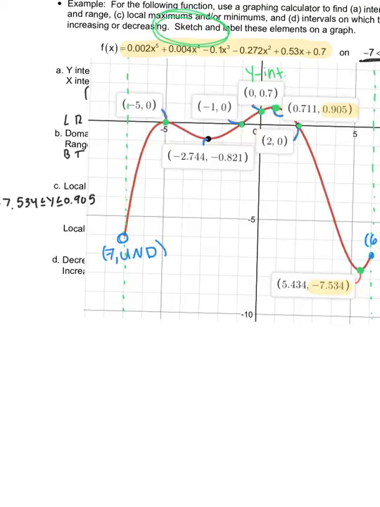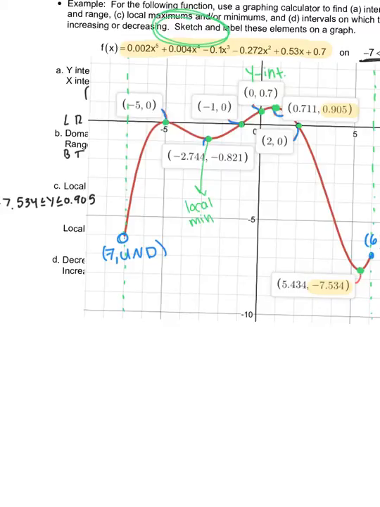Now let's investigate the points that we did not label as an x-intercept or a y-intercept. So I'm looking at this point here. This point is a dip in the graph, and it's towards the bottom. So this is a local min.